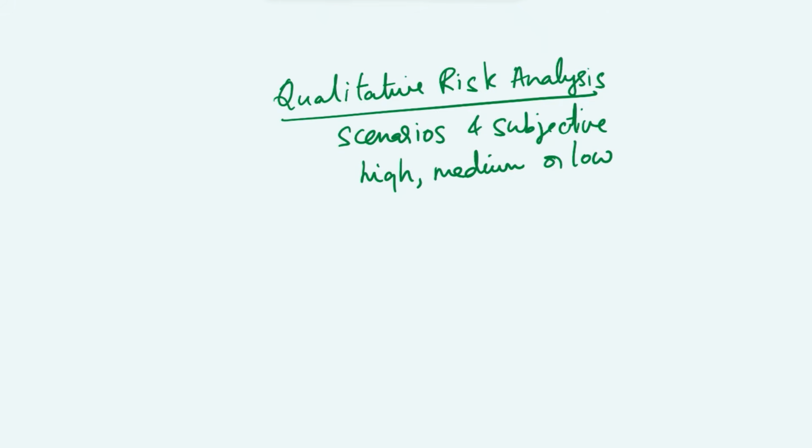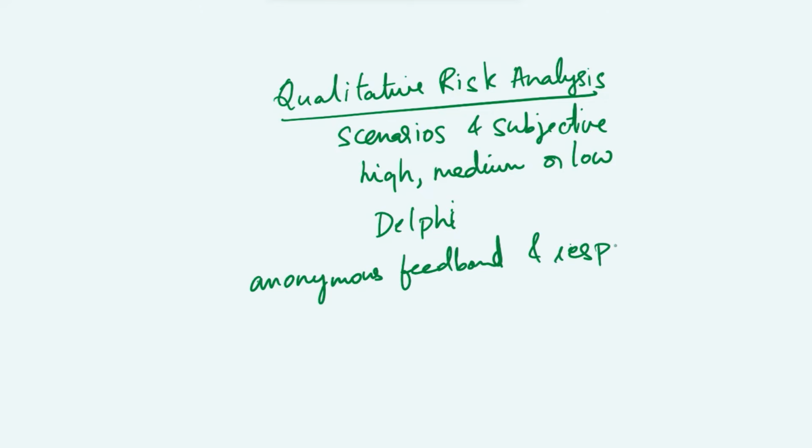So, one of the techniques that I mentioned is the Delphi technique used in qualitative risk analysis. This is a less familiar approach compared to the other methods that we mentioned earlier, like brainstorming, questionnaire, etc. This involves an anonymous feedback and response process to facilitate a group's consensus anonymously. The main objective is to obtain honest and unbiased input from all participants.